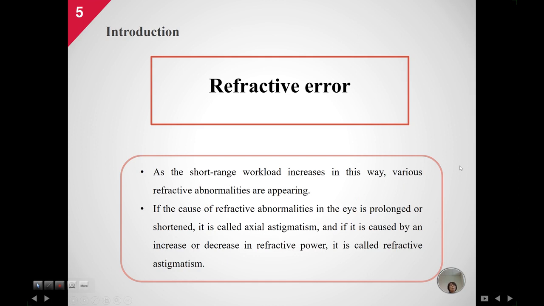As the short-range workload increases in this way, various refractive abnormalities appear. If the cause of the refractive abnormality in the eye is lengthening or shortening of the eye axis, it is called axial astigmatism, and if it is caused by an increase or decrease in refractive power, it is called refractive astigmatism.